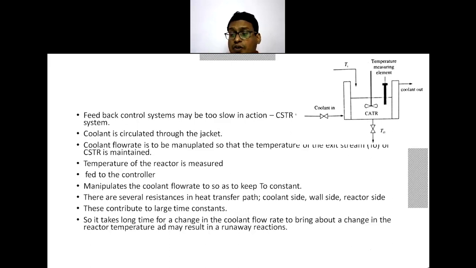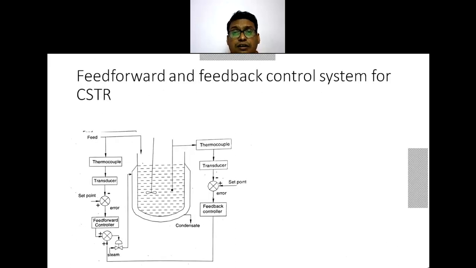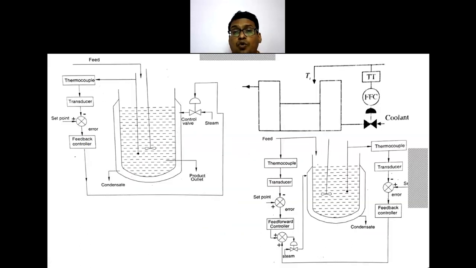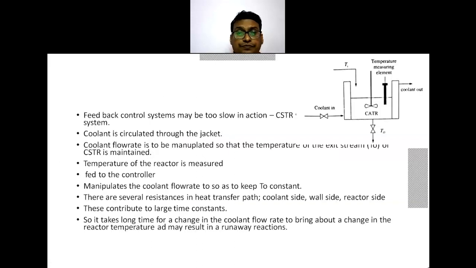Now, we have already talked here that there are limitations. The response is slow because of the overall heat transfer coefficient or scale formation, which takes several minutes to give you the actual values. So this limitation of slow action, or slow result oriented systems where the time constants are high, means a combination of different systems will be used, in which a coolant is circulated.